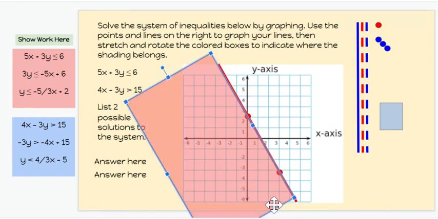There we go. All right, that's good enough. So the shading is below my line. Now let's look at the blue one: y is less than 4/3x minus 5.